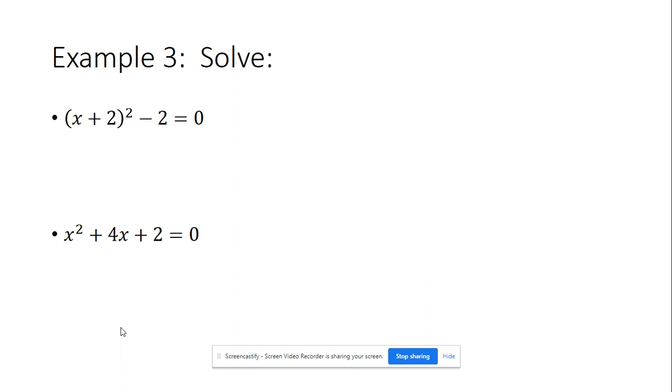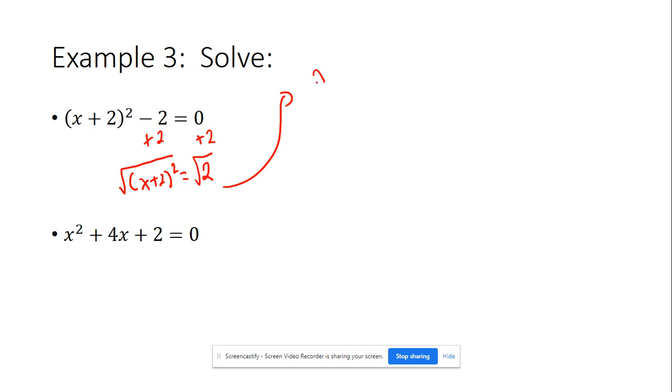Okay, so example 3, solve. So if I have x plus 2 squared minus 2 equals 0, if I have to solve an equation like this, I'm going to add a 2 to both sides like this. So we get x plus 2 squared equals 2. And then I want to get rid of this squared here. So I'm going to square root both sides of the equation like this.